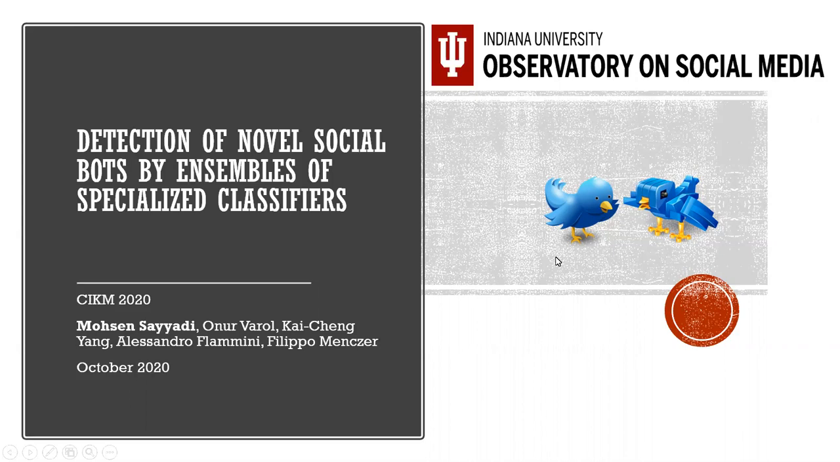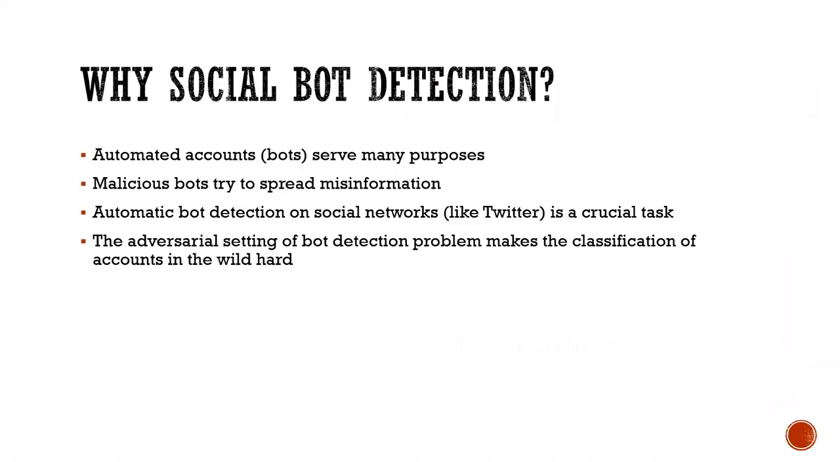Today I will talk about our new research about detection of novel social bots by ensembles of specialized classifiers on Twitter. Nowadays we use social media for different aspects of our life. Unfortunately, there are some automated accounts on social media with many purposes. Some of them are malicious bots who try to spread misinformation. So automatic bot detection on social networks like Twitter is a mandatory task.